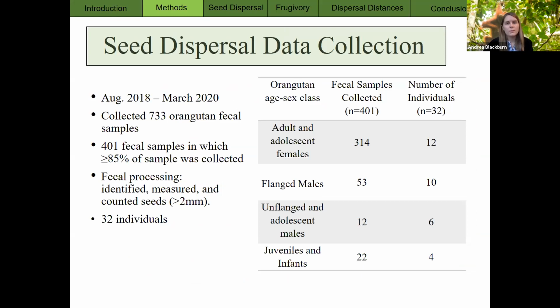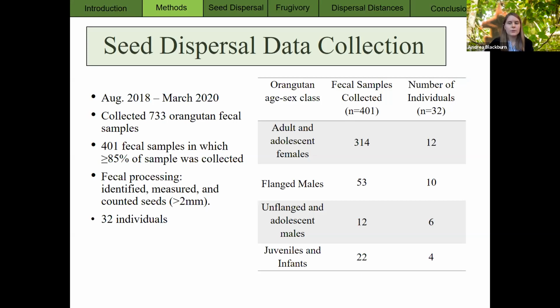So for our data collection, we collected 733 orangutan fecal samples throughout our 20-month study, of which at least 85% of the fecal sample was collected for 401 samples. To ensure sample completeness, we used this subset of 401 samples for our analyses. Fecal samples were collected and brought to the field station, and samples were sieved in order to identify seeds. All seeds were identified to the genus level with the assistance of foreign and local experts in Indonesian botany, and with the help of a database of plants consumed by orangutans. All seeds greater than 2 millimeters in length were counted, otherwise we recorded the presence or absence of seeds.